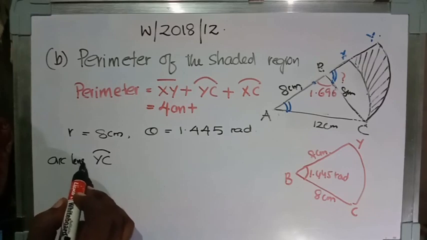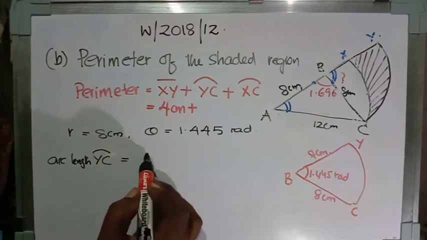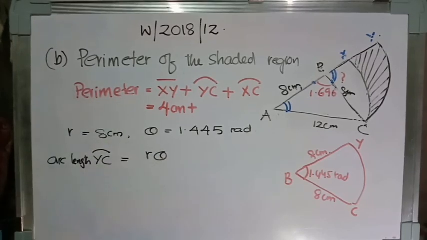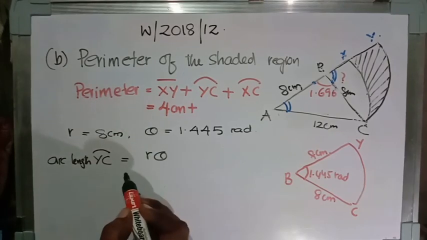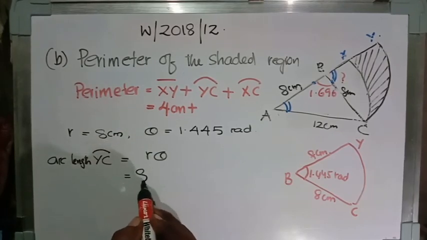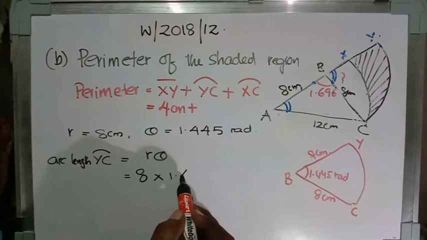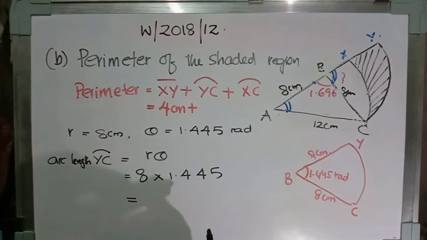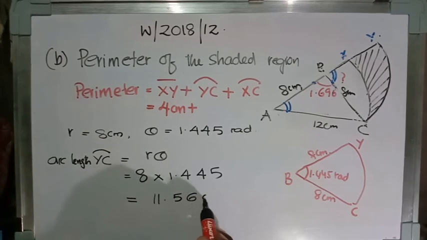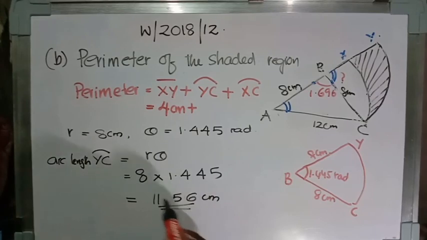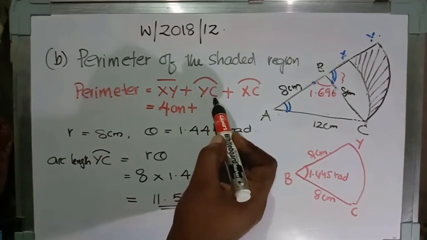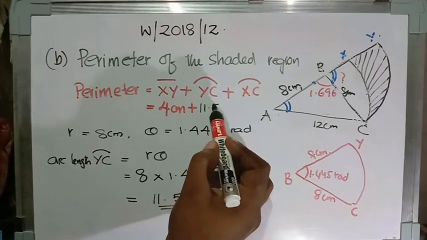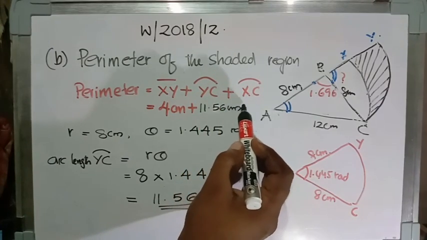So the arc length YC is equal to r theta, which is equal to 8 times 1.445, which is equal to 11.56 centimeter. So we are getting the length of the arc YC as 11.56 centimeter.